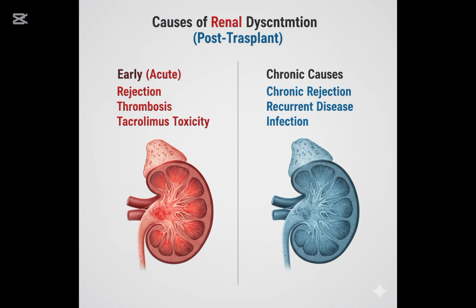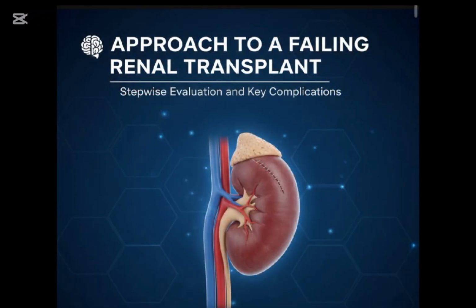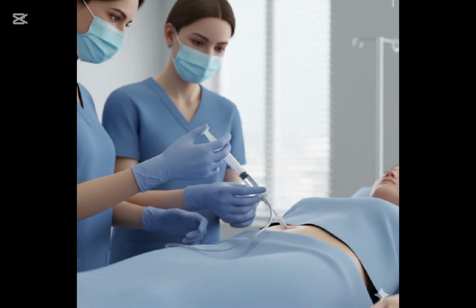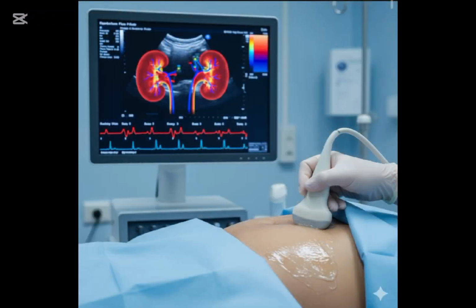Chronic causes appearing after 6 months are chronic graft rejection, which is most common, recurrence of original kidney disease, obstructive uropathy, chronic drug toxicity, and infection. So, how do we approach a patient whose transplant kidney is failing? Step 1. Flush the catheter with normal saline to rule out obstruction. If that doesn't fix the problem, do a Doppler ultrasound scan, which helps identify obstruction or vascular thrombosis.